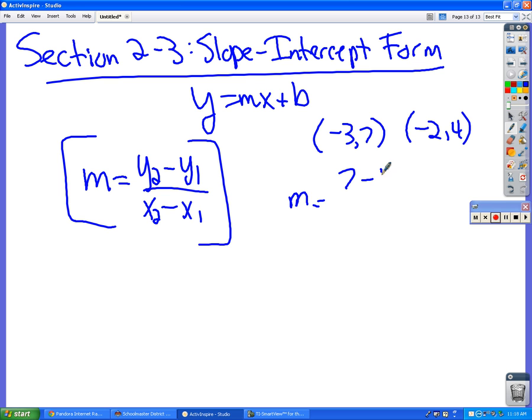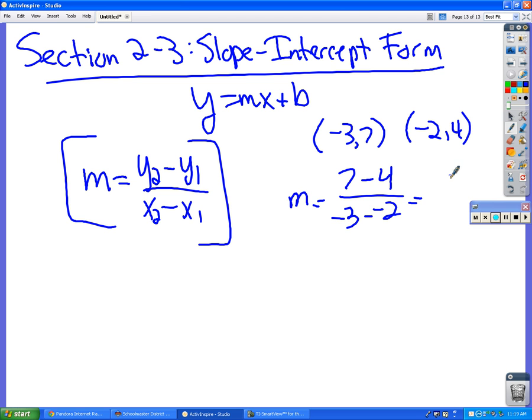So 7 minus 4 over -3 minus -2, which will end up being plus 2. Normally they want you to go y2 minus y1. She went y1 minus y2, but it doesn't matter as long as you then do x1 minus x2 as well. When you have problems is if you go y2 minus y1 and then x2 minus x1 in the opposite order, then things get wacky.